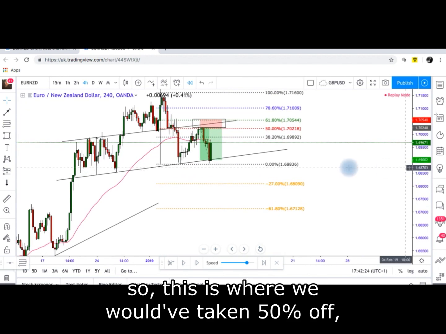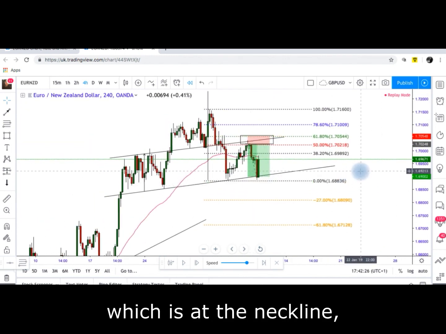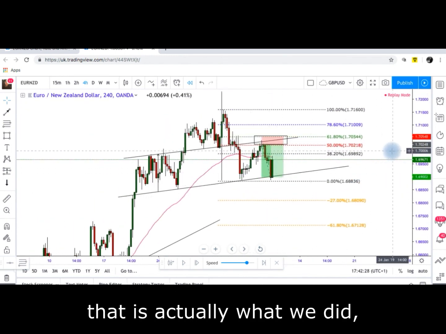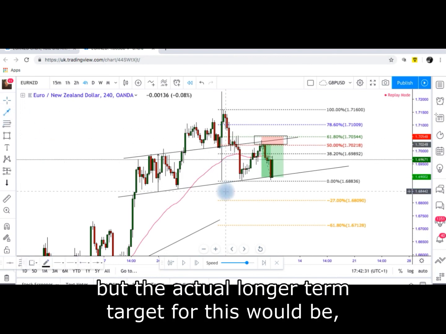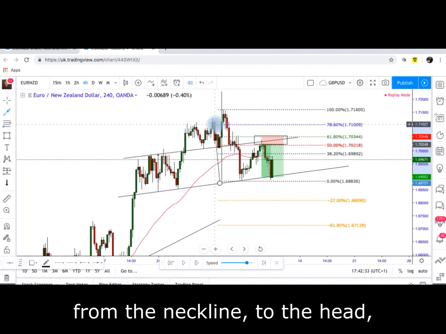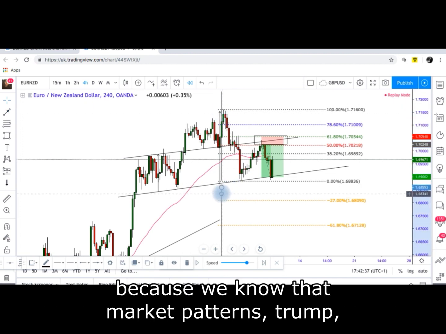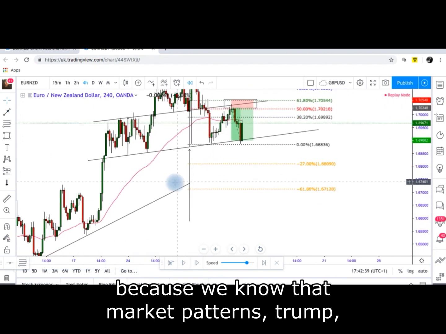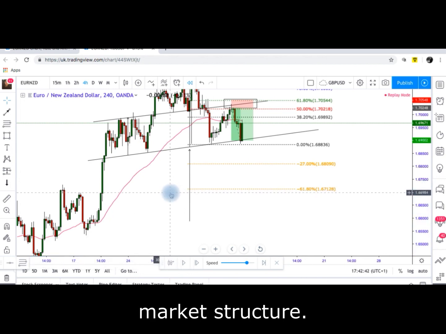So this is where we would have taken 50% off, which is at the neckline, just in case we bounce. In fact, that is actually what we did. But the actual longer term target for this would be from the neckline to the head. And this is where we would be duplicating because we know that market patterns trump market structure.